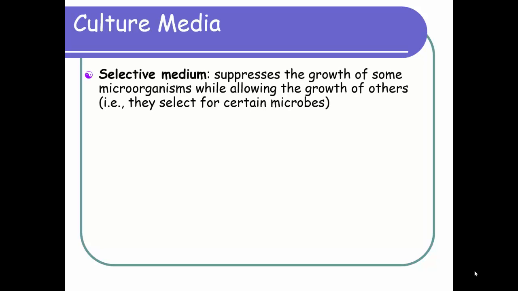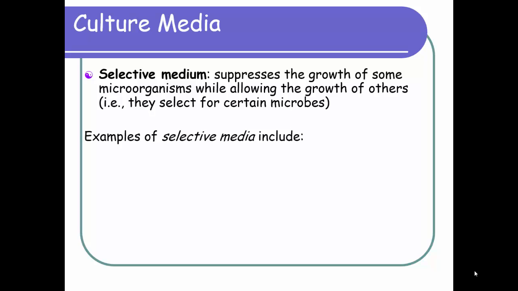Culture media can be defined in several ways. Selective media suppresses the growth of some microorganisms while allowing the growth of others. Therefore, they select for certain microbes. Some media can only grow gram positives, while others only tend to grow gram negatives. So they select for one or the other.